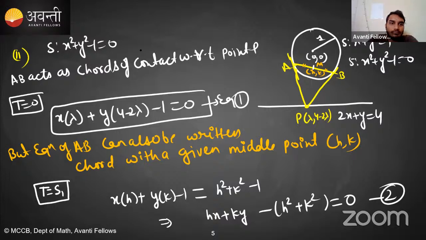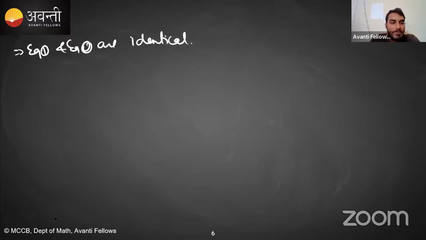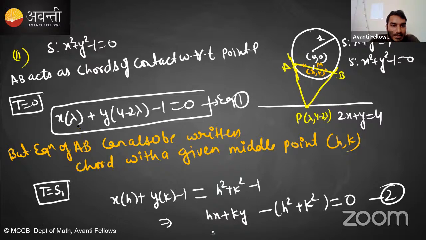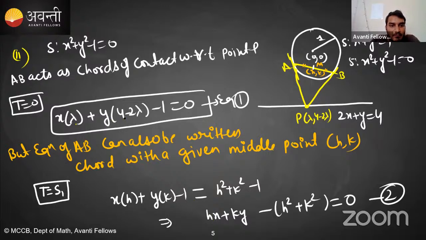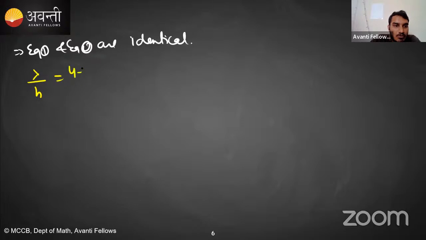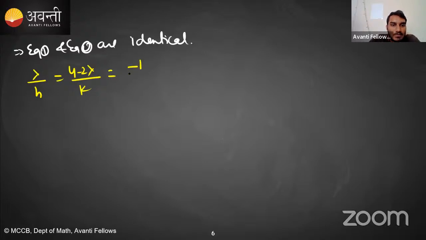So this is equation 2. Yes or no? So equation 1 and equation 2, both are the equation of AB only. Both are the equation of AB, so equation 1 and equation 2 are identical. Exactly the same equation, right? So now compare the coefficients of x and y. Here the coefficient of x is lambda, and there it is h, so lambda upon h. Similarly, what is the coefficient of y? 4 minus 2 lambda, and here it is k. What is the constant term? Minus 1, and here minus h square plus k square. So minus 1 upon minus h square plus k square.